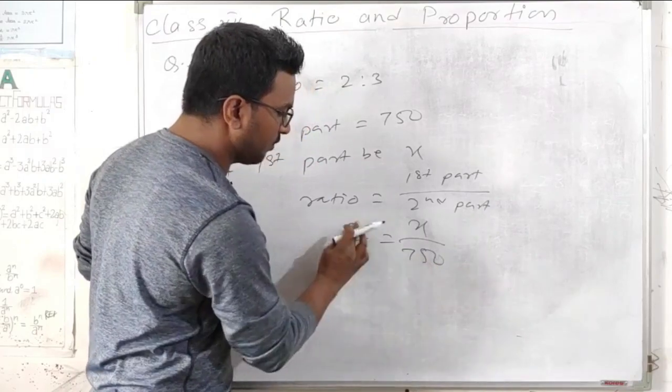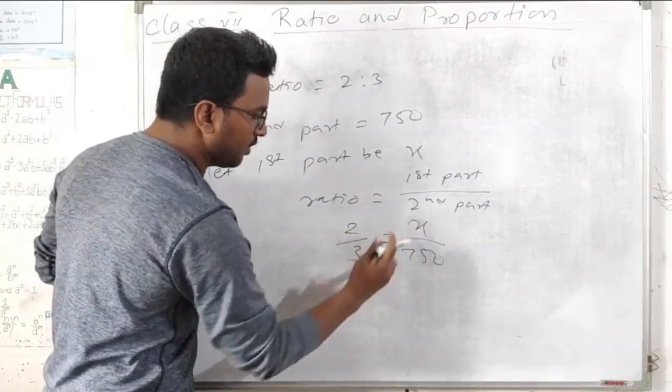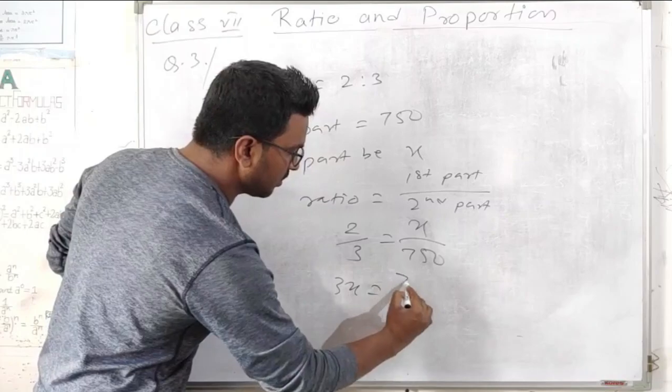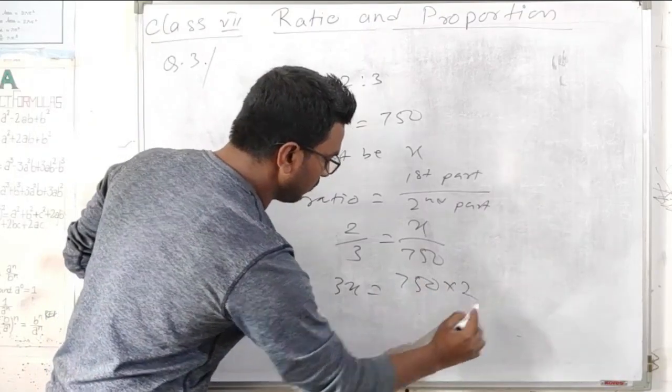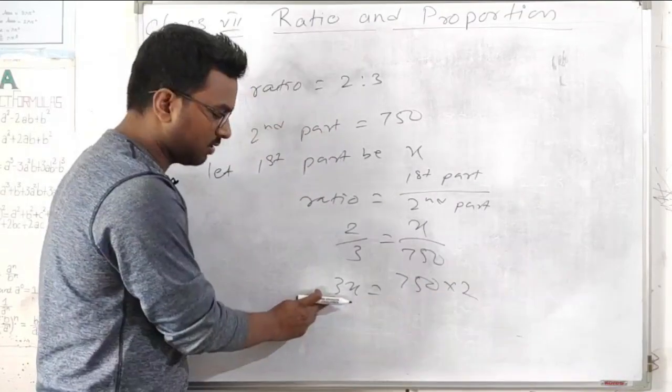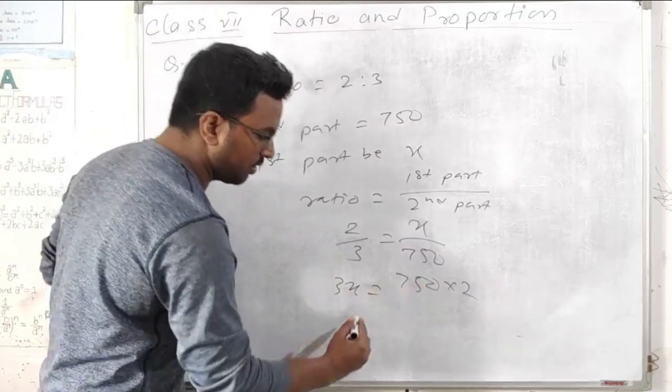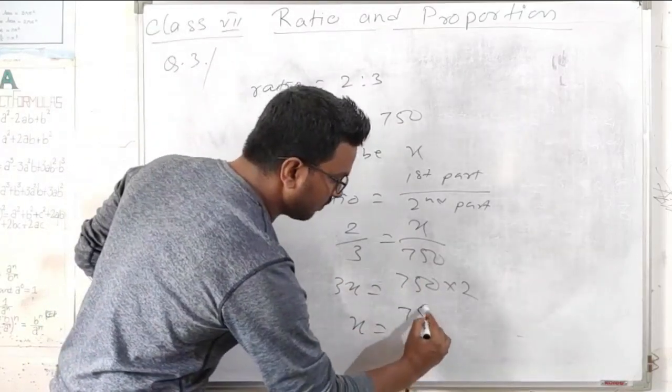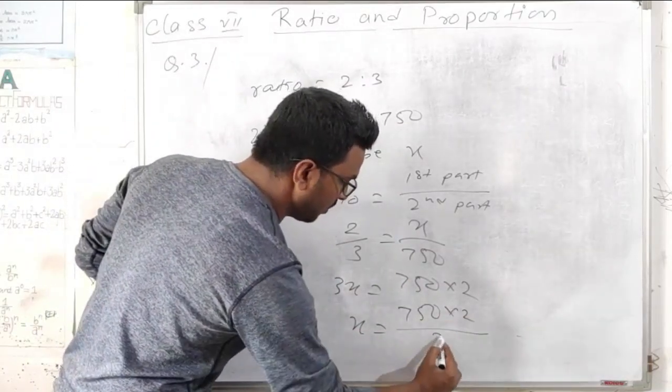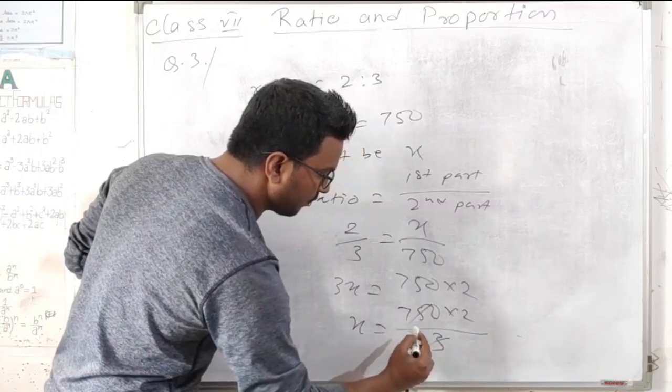Cross multiply. If you cross multiply, 3 into x, 3x, and 750 into 2. So 3 is multiplying with x, take it to the other side. x equals 750 into 2 divided by 3. So this will become how many?